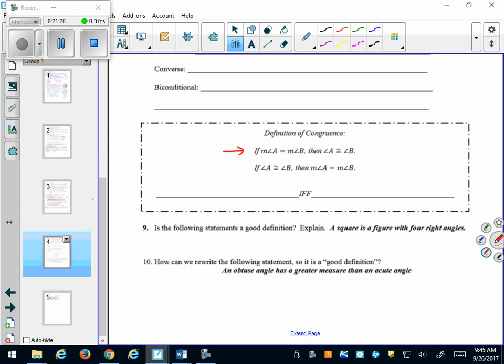So here's the definition of congruence, which we've talked about before. If the measure of angle A equals the measure of angle B, then A is congruent to B, and if A is congruent to B, then the measure of angle A equals the measure of angle B. That's a conditional and its converse, and they're both true. So you could write it as a biconditional, and that turns out that this is a good definition. Okay, this video is getting a little too long, so I'm going to pause it, put all the answers in, and then you can check your answers.